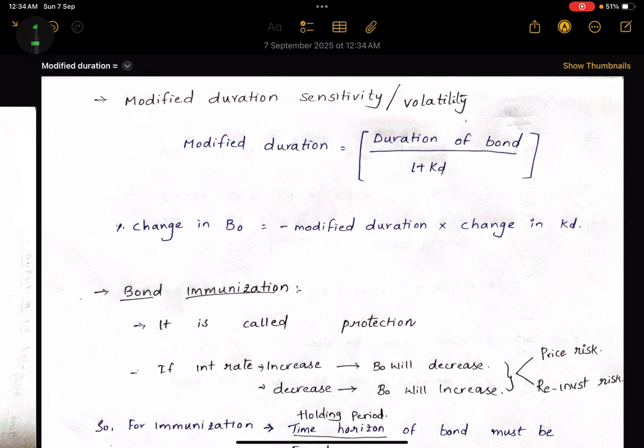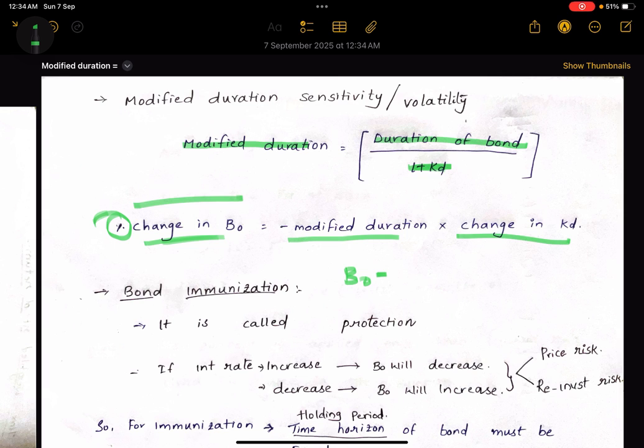Now modified duration is equal to duration of the bond by 1 plus kd. Remember, percentage change in bond is minus modified duration into change in kd. After solving this, we get some value x. From that, BO minus x percentage is equal to the required value. Right? Understood?